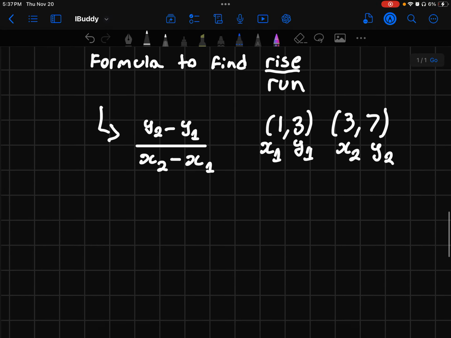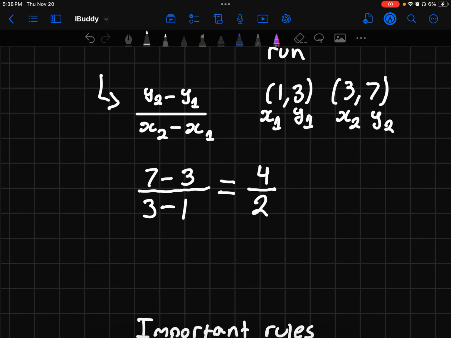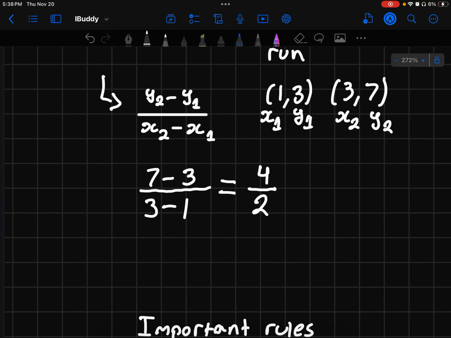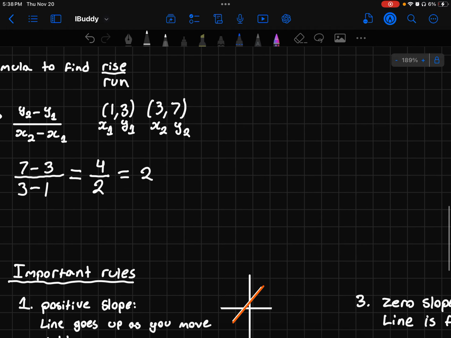So what you do then is you just plug these into the formula. So it would be y2, 7, minus y1, 3, over x2, which is 3, minus x1, which is 1. Now this would be equal to 4 over 2. You can also simplify this into literally just 2, like that. Okay, so then how would you graph this?